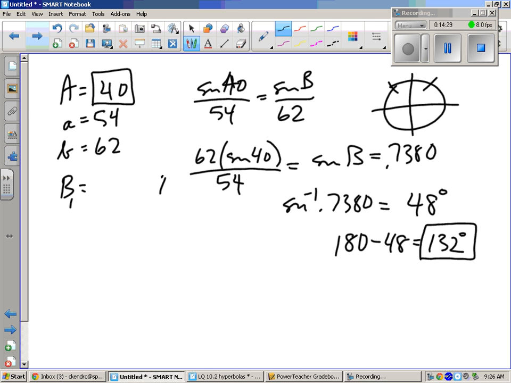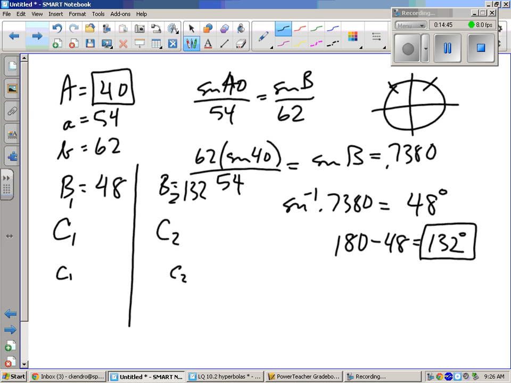So B1 and B2. So B1 is 48, B2 is 132. And then we have to find C1, C2, and little c1 and little c2. So it basically becomes a split problem here. So to find capital C, I'm going to just take 40 and 48, which is 88, subtract that from 180, and I get 92. So angle C is 92.